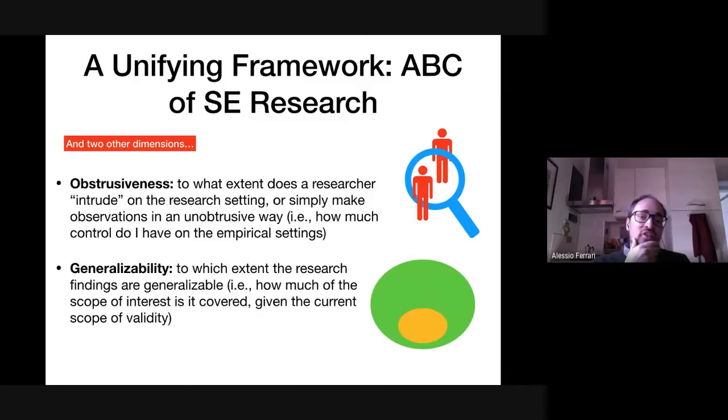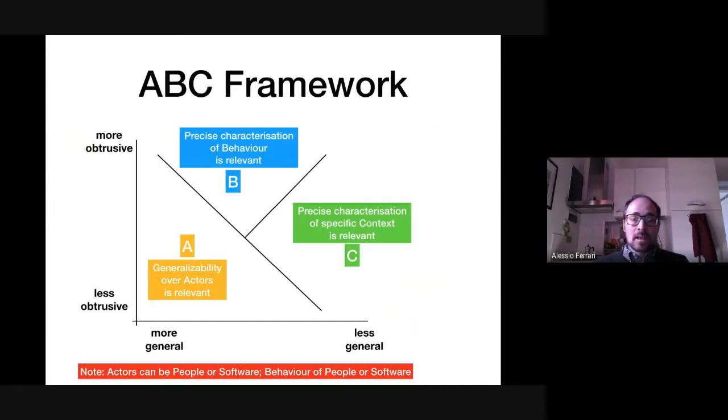And the other dimension is generalizability. Generalizability means to which extent the research findings are generalizable. Again, how much of the scope of interest is covered given the current scope of validity. This is a concept that we already met before, but it is used in this framework to position the different research strategies. This is the ABC framework from a higher perspective.